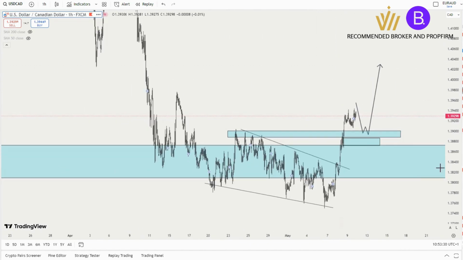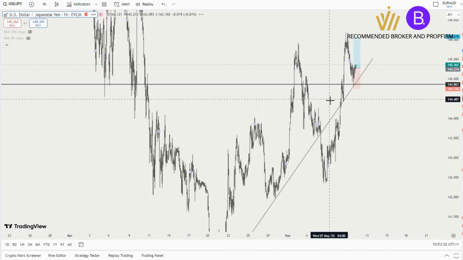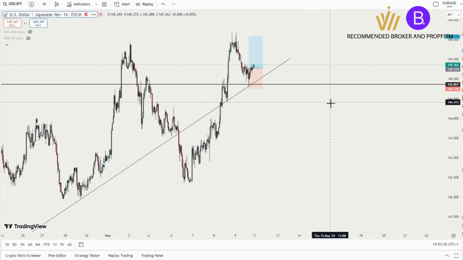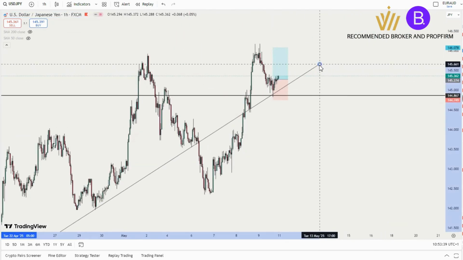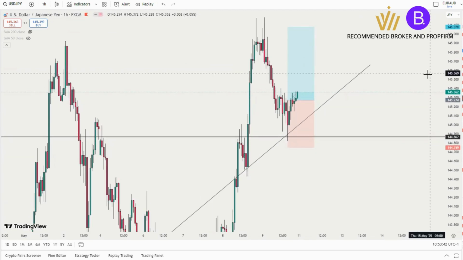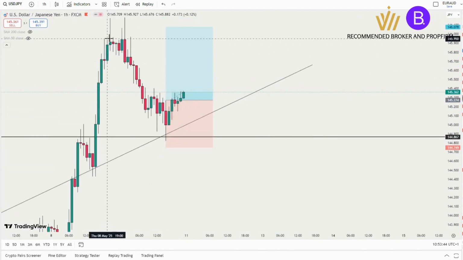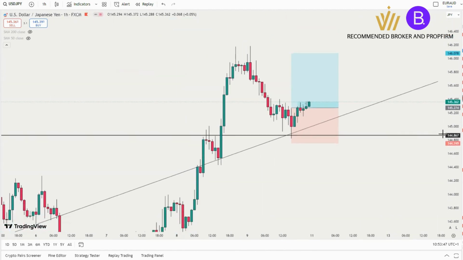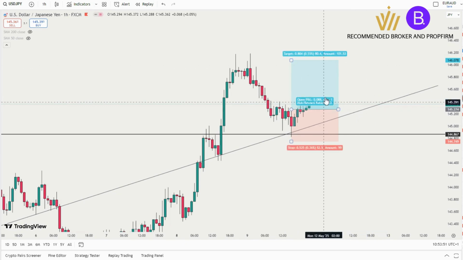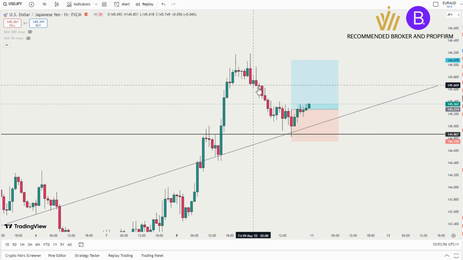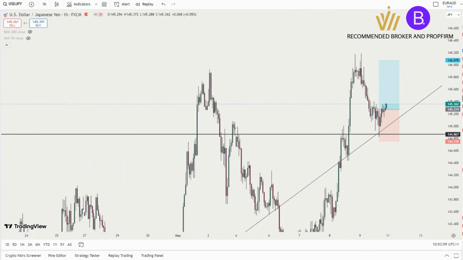So the next one is US dollar JPY. What I saw last week was what made me buy US dollar JPY at that particular area. So I'm still holding that trade over the weekend, where my take profit is at this resistance level. That is 1:1.53, my risk to reward around this particular area.